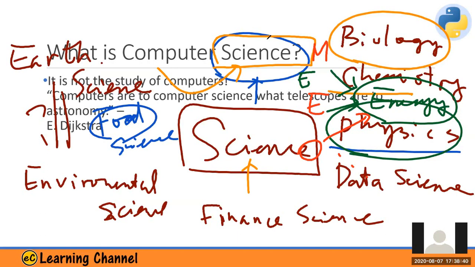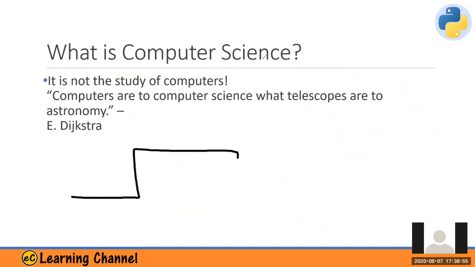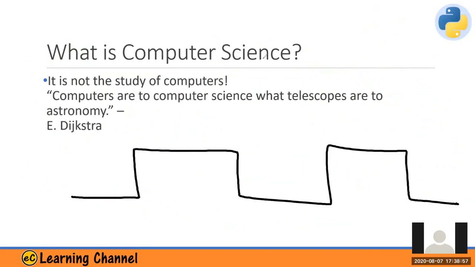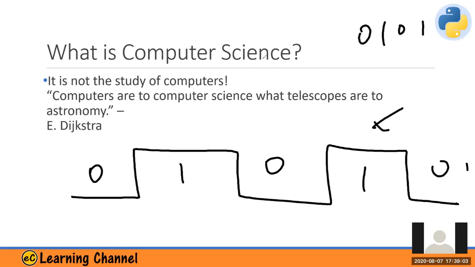So physics basically deals with energy. And what does computer science do? Computer science deals with information. Okay, so we get a wave: 0, 1, 0, 1, 0, 1, right? That actually is binary data. That is for computer science. We look at it as 0, 1, 0, 1, right?